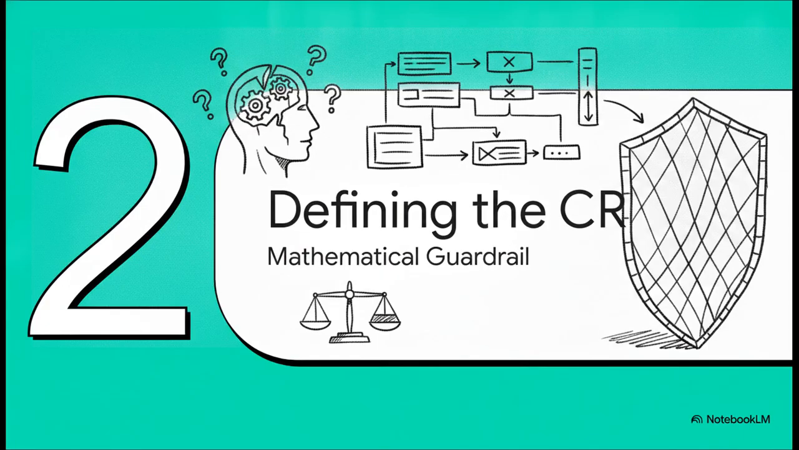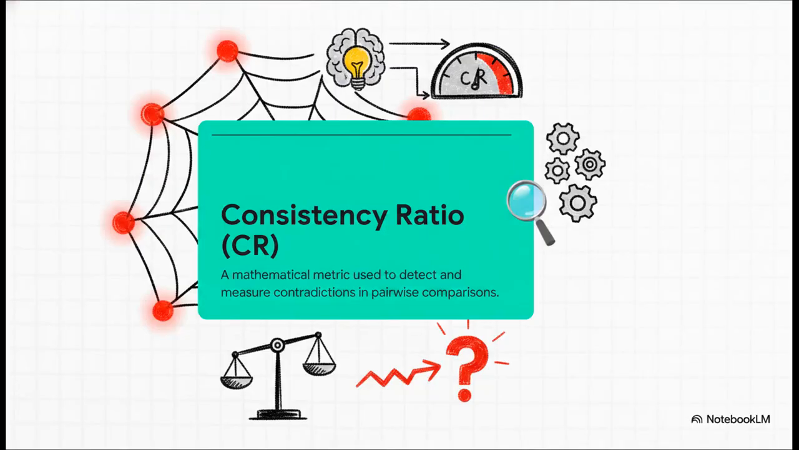Moving on to Section 2, defining the consistency ratio, which acts as our mathematical guardrail. Because we know humans are wonderfully but fundamentally flawed, decision-making frameworks like the Analytic Hierarchy Process, or AHP, provide us with a mathematical safety net. And the absolute core of this safety net is the consistency ratio. Think of it like an objective alarm system built right into AHP. It detects and measures exactly how much your pairwise comparisons actually contradict each other.